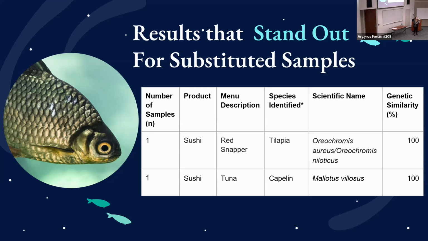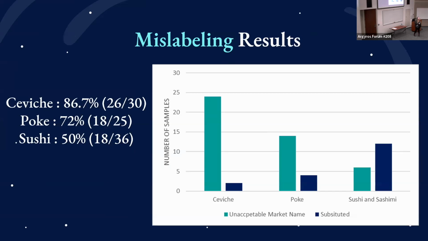And the one that stood out to me the most was tuna for capelin. It was a ground up tuna sample, so all you see is red fish meat ground up. Capelin is a type of smelt, which is like anchovies, like-looking things. So definitely not tuna. And so, here are the concluding results.